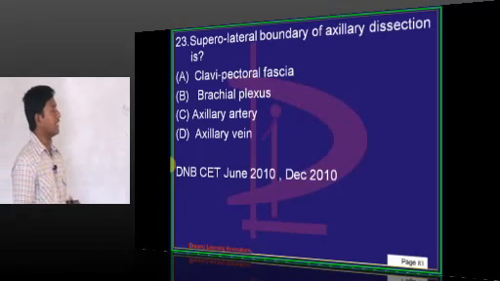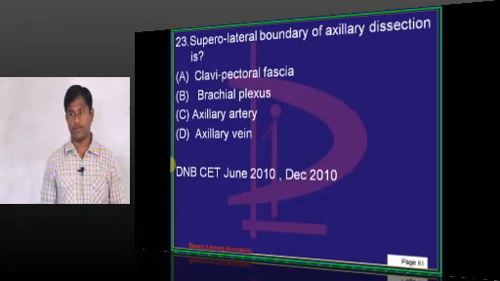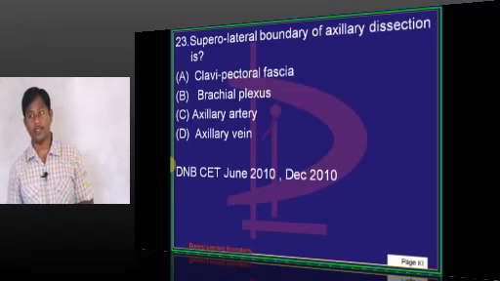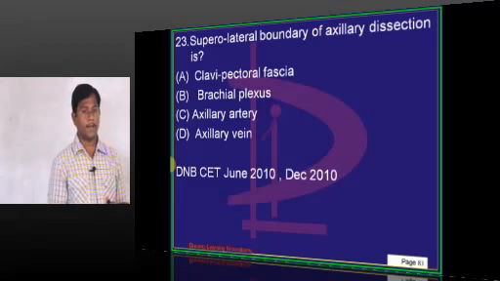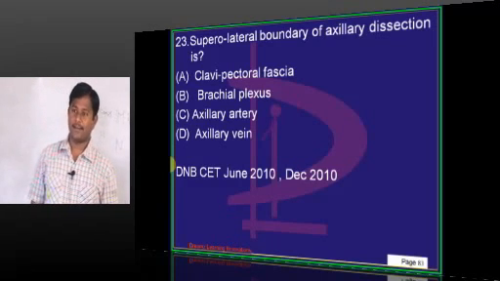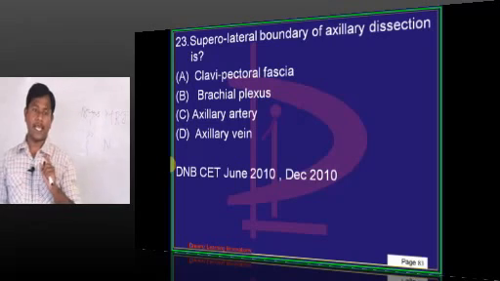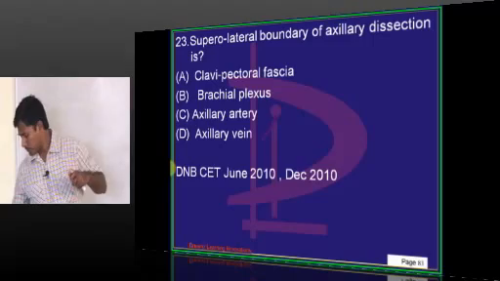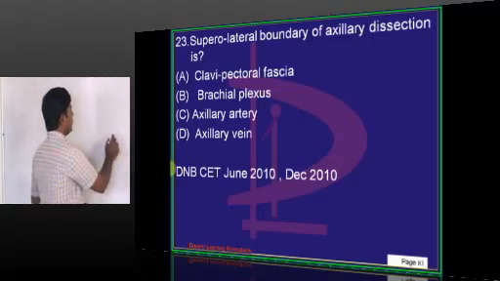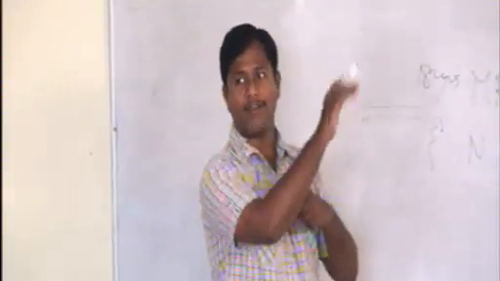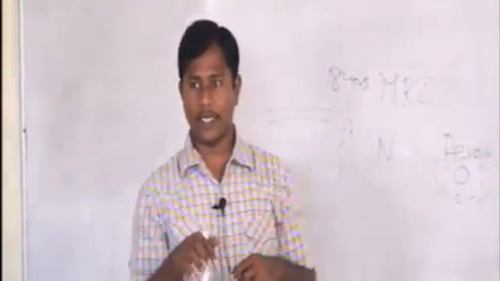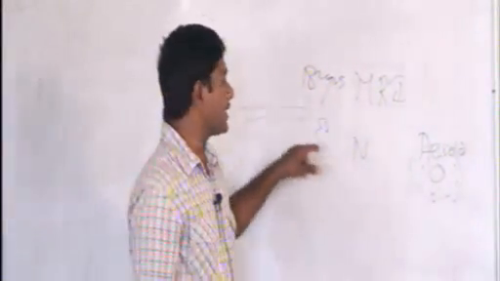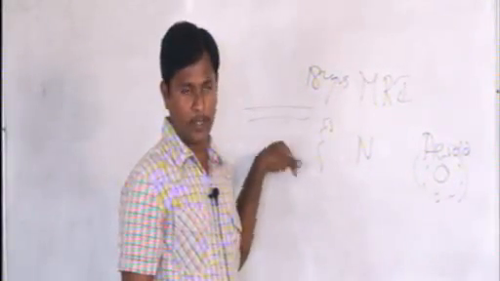Superior lateral boundary of axillary dissection in a case of MRM. Yes? Artery. Okay. Axillary vein, not artery. It is the axillary vein which forms the superior lateral boundary. You will get first vein only. Inside the vein you will have axillary artery. If you want to see axillary artery, you have to ligate the vein, cut and see. So the superior lateral boundary is axillary vein.